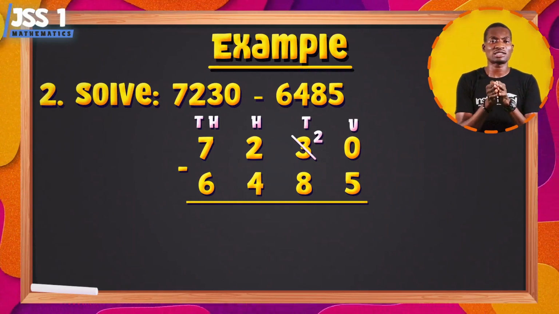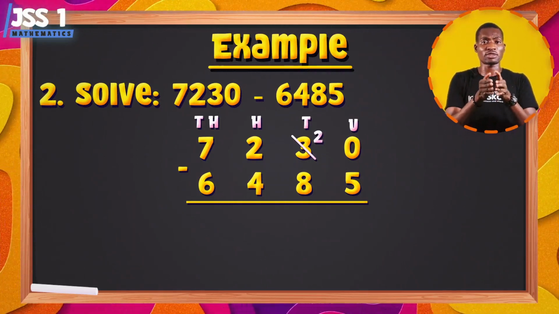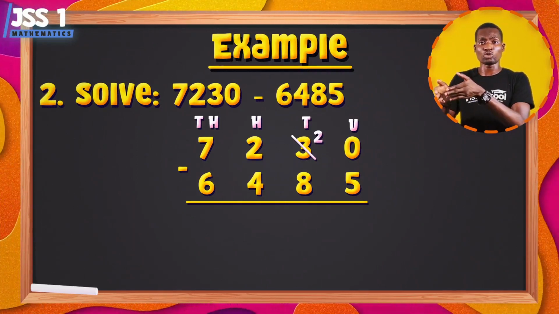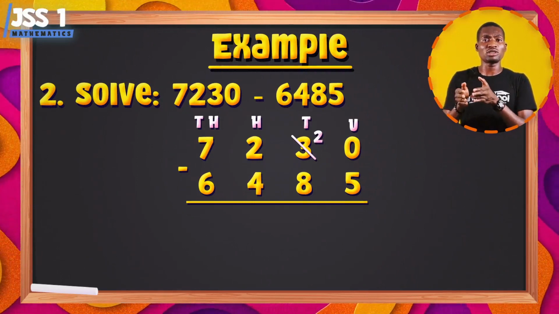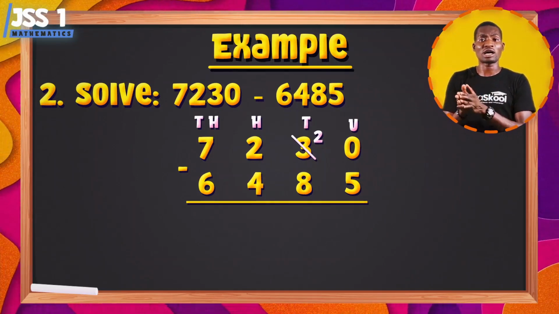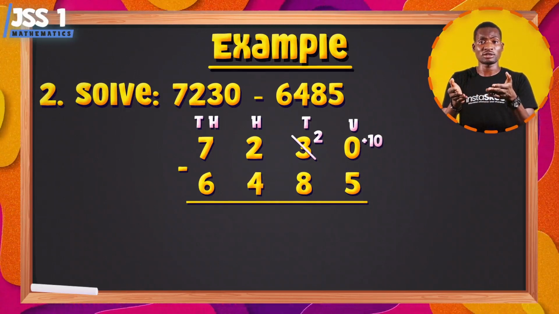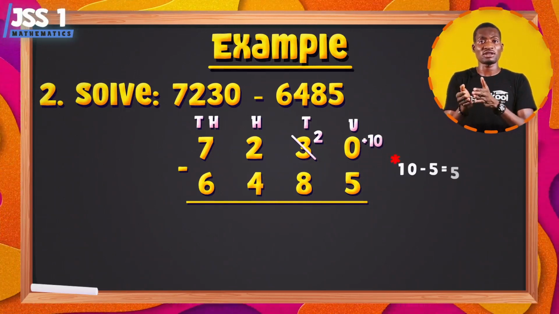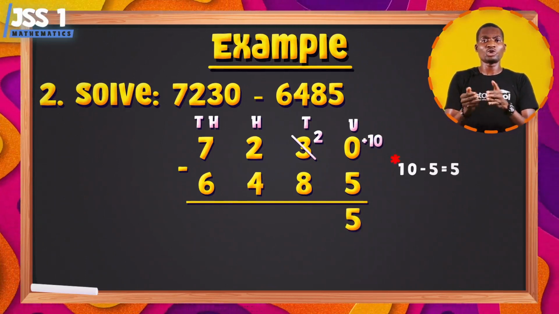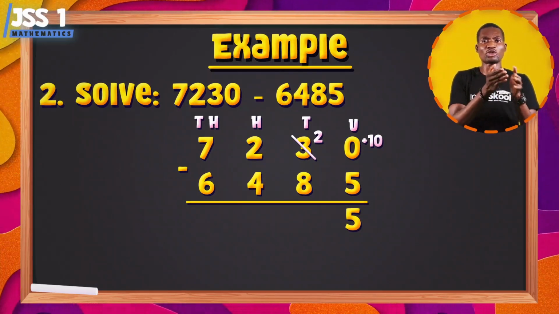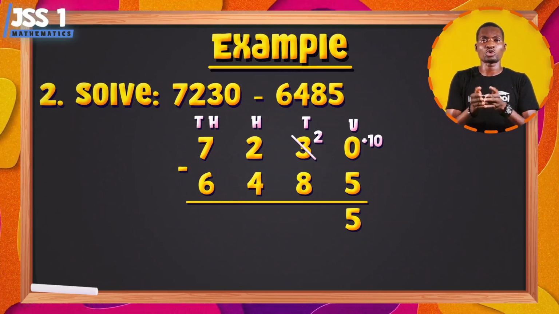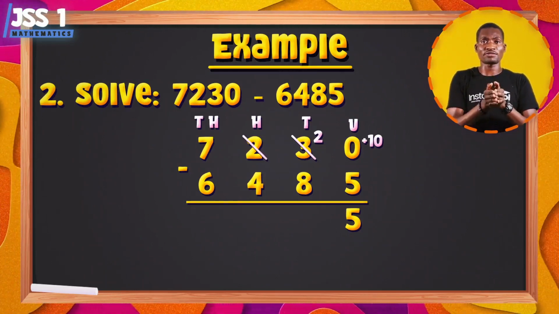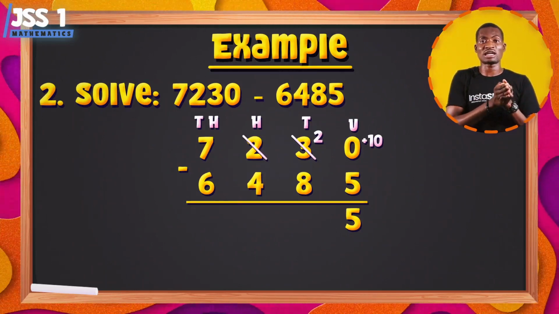We take 1 from 3, that will be left with 2. Now take note that the one you are taking from 3, by the time you put it on the 0, would not be 1 plus 0 to give 1, but rather will be 10. So you would have 10 minus 5, that gives 5. Notice too that 2 cannot minus 8 anymore. So what do we do? You take 1 from the next 2 that is beside it.